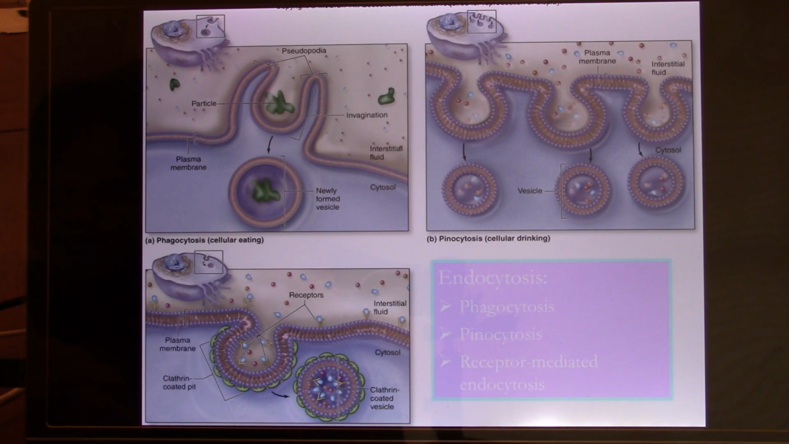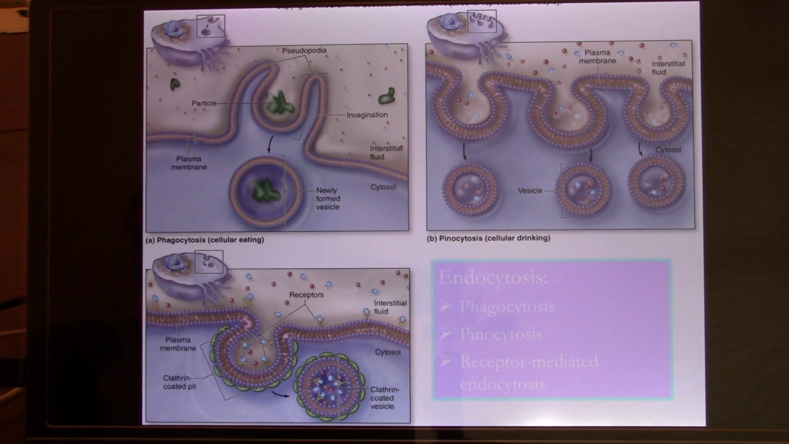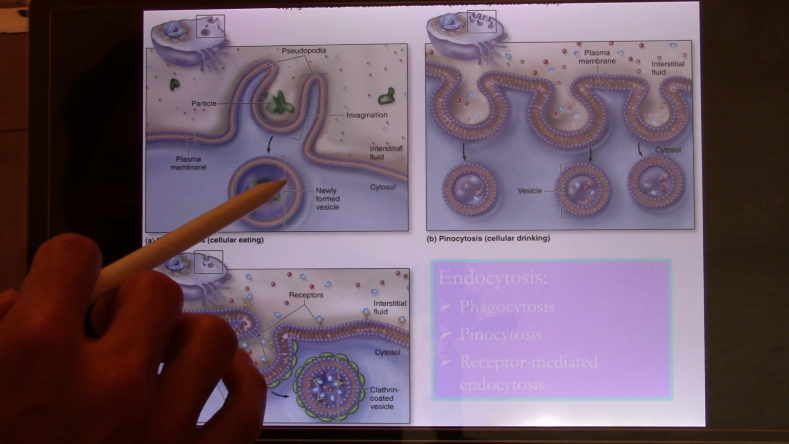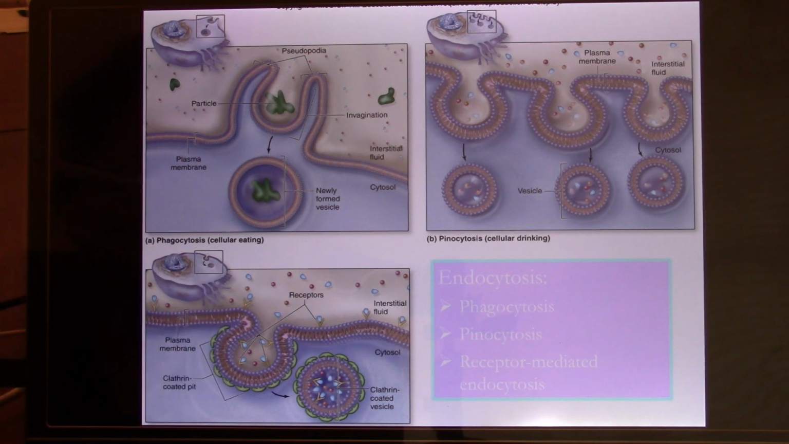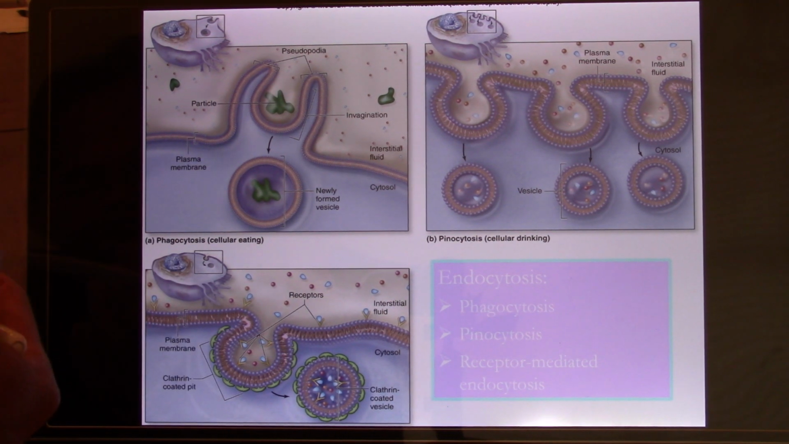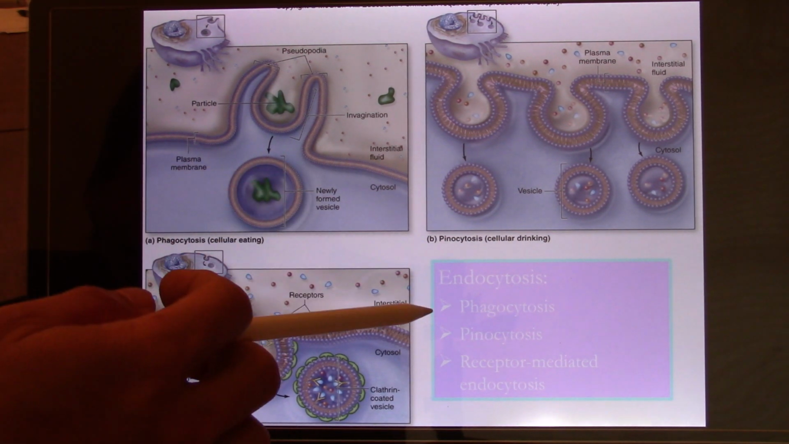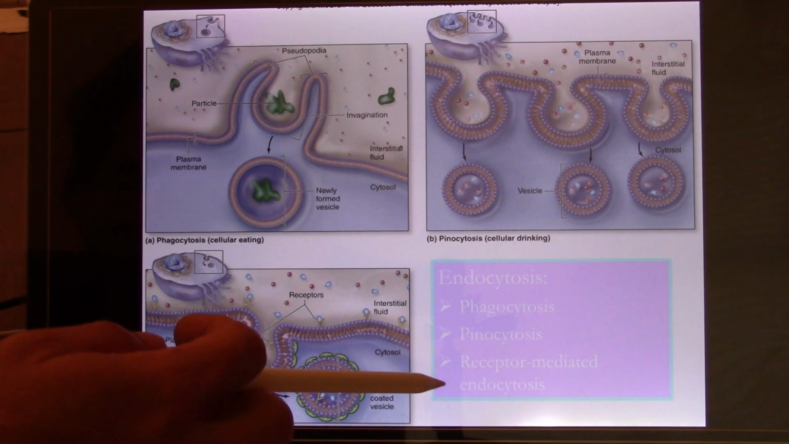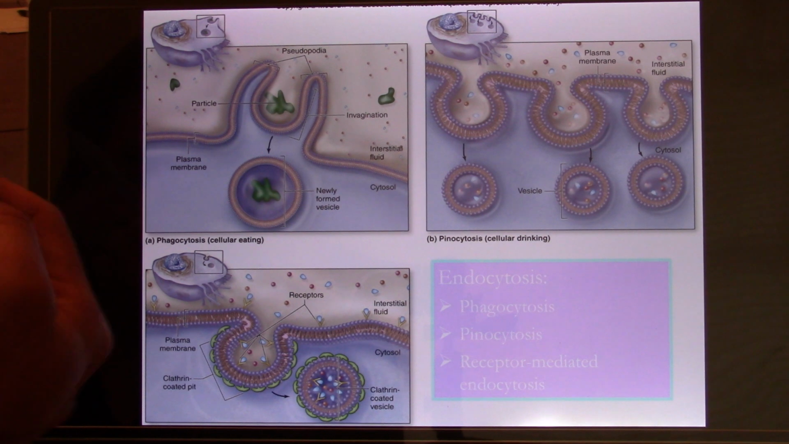And let's look at endocytosis. Endocytosis is moving in. You move the molecule into the cell. Could be a big molecule, could be a small molecule. So we put them in 3 different categories: phagocytosis, pinocytosis, and receptor-mediated endocytosis. And you learned that in intro bio.